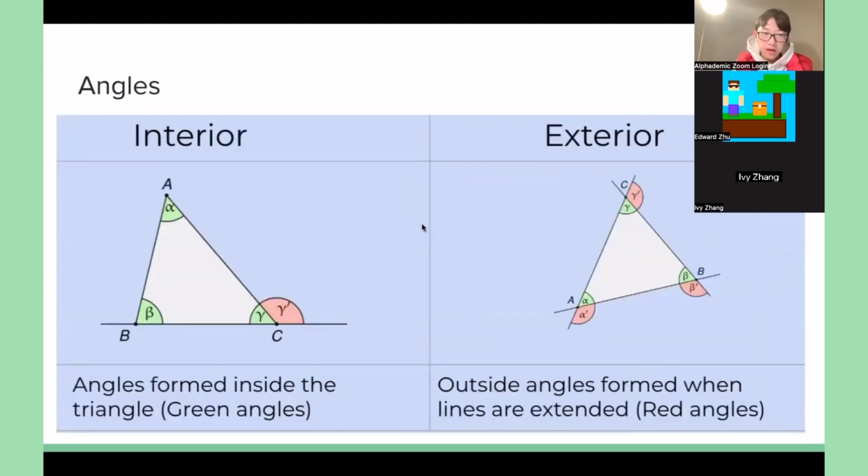Next up, for angles, we have a few different kinds of angles. First up, we have the interior angles, which are the angles formed inside the triangle, which are these green angles you see here, represented by alpha, beta, and gamma. Next up, we have exterior angles, which are outside angles formed when lines are extended, which are all of these different red angles. Of course, there are a lot more exterior angles, but these are just a few examples.